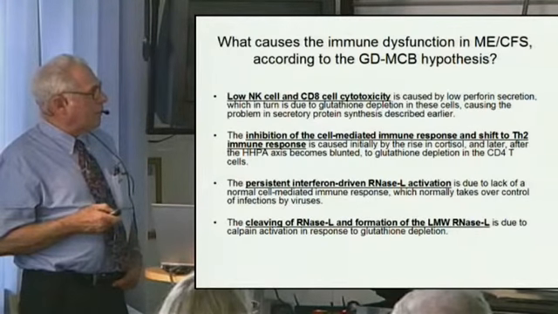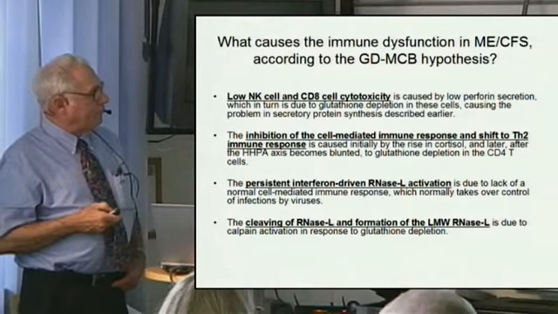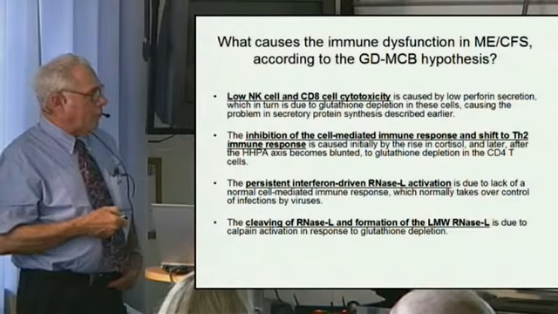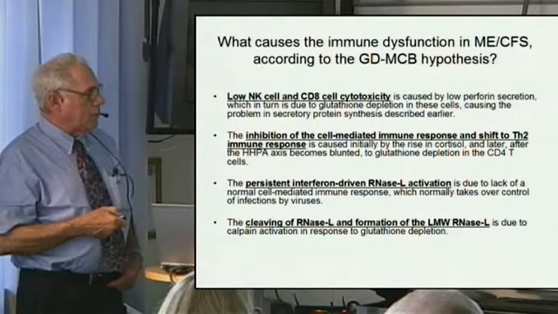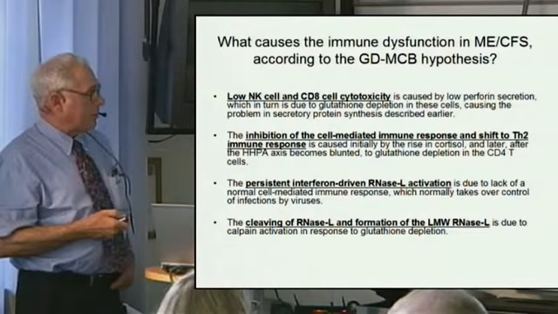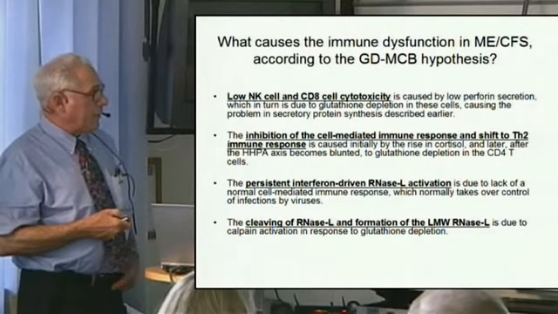Okay, what about the immune system? Well, for many years, we've known that the natural killer cells and more recently the CD8 T cells have low cytotoxicity. They're not able to kill infected cells as well as they should be able to. And that's caused by low perforin secretion.